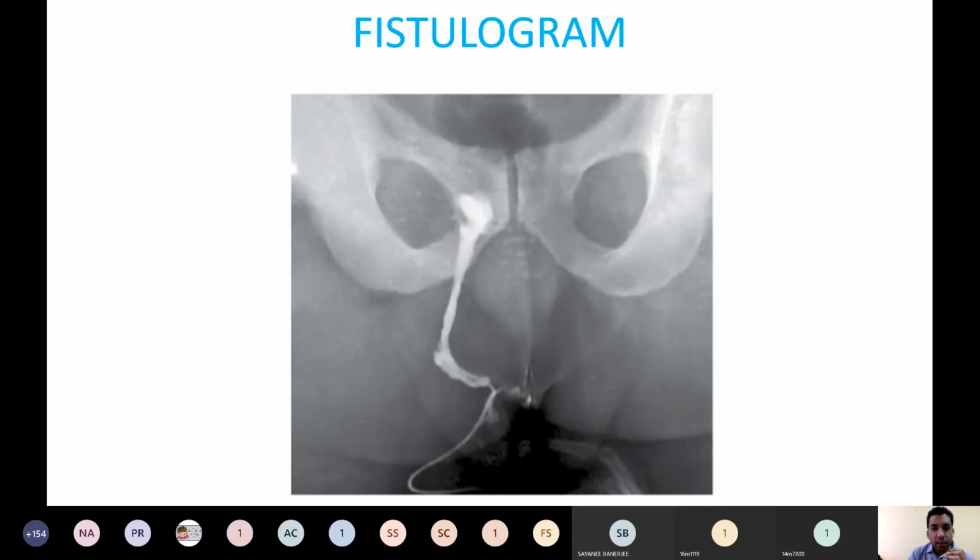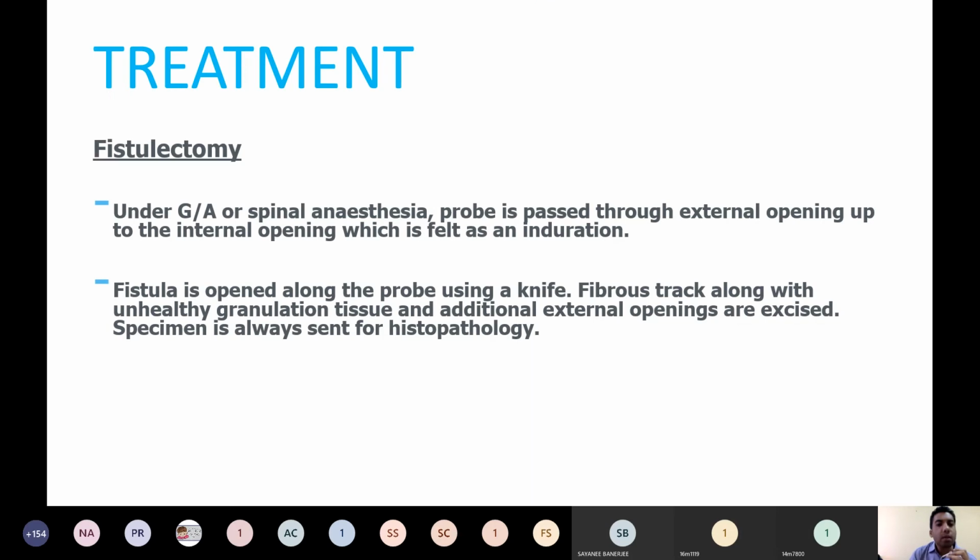Okay, this is the image showing fistulogram, wherein a dye is being injected into the fistula and X-rays are taken to see the tract. Now treatment, we have got fistulectomy, fistulotomy. There are various types of treatment for fistula. Fistulectomy means you only remove the fistulous tract. You will not remove anything else.